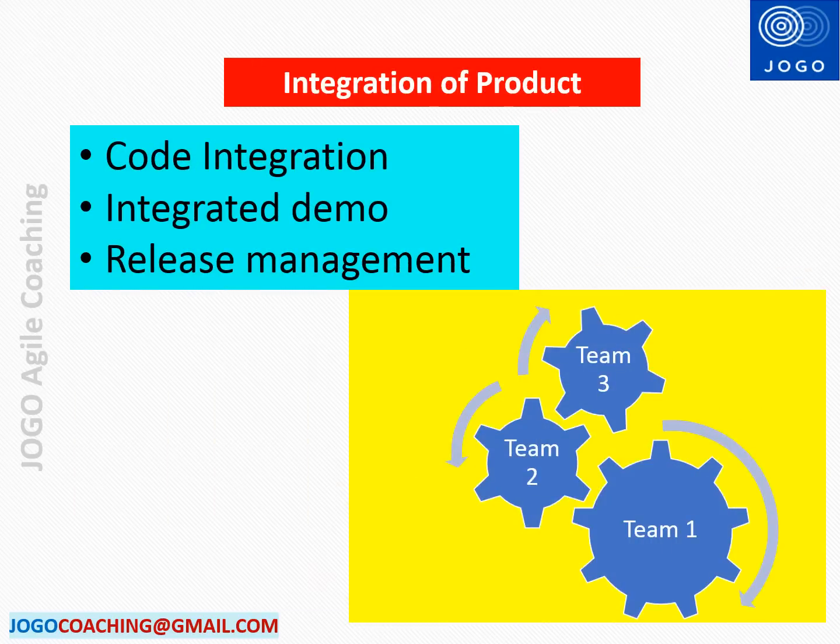The third major challenge in scaling Agile is to integrate the work done by the multiple Scrum teams of the product. As we will have multiple teams working across locations, frequency of integration of the work and delivering the product to the end customers is another challenge in the scaling Agile environment. Integrated demo and release management will be a challenge in scaling Agile.